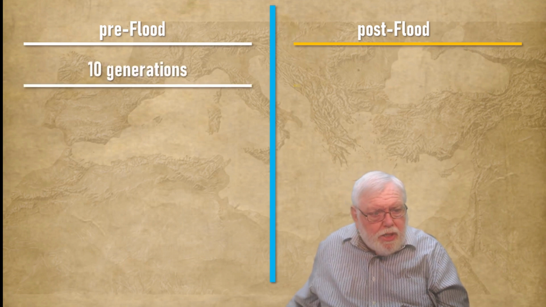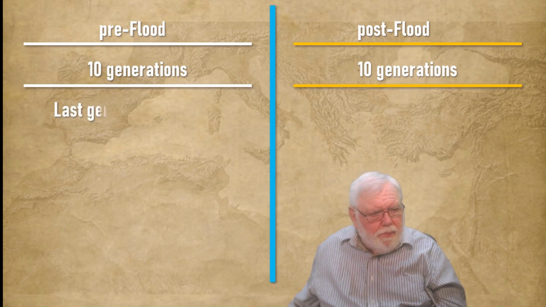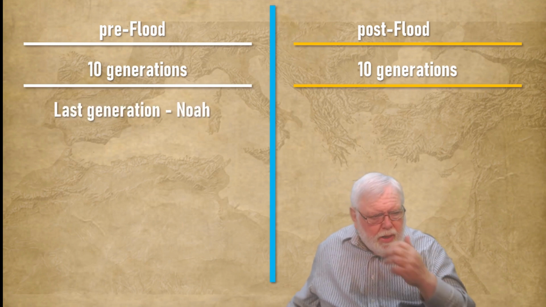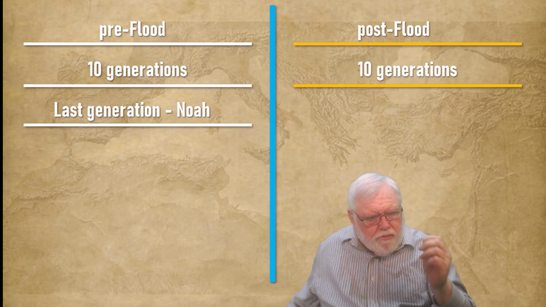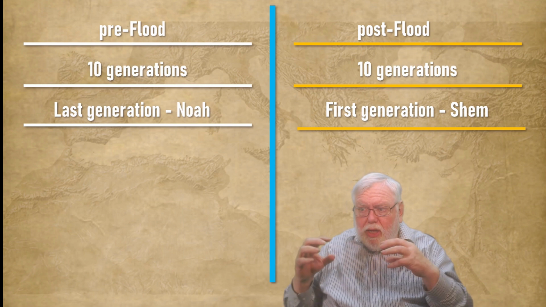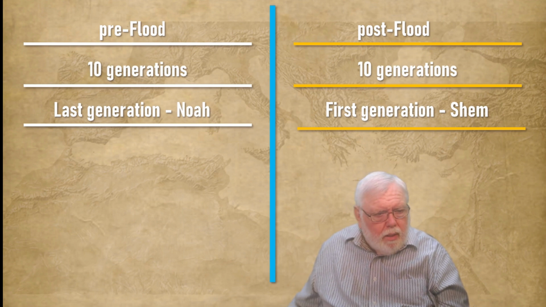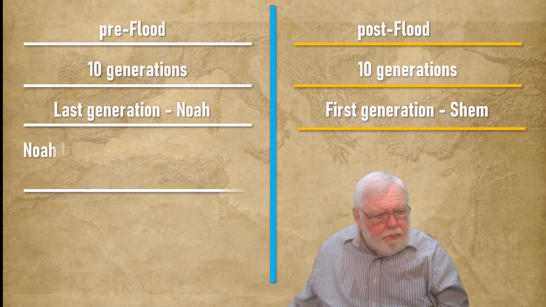All right, there were 10 generations. We just mentioned that. They both have 10 generations exactly. The last generation of the pre-flood one is Noah. The first generation of the post-flood one is his son Shem, but they are never linked directly in that sense in the account here in Genesis.